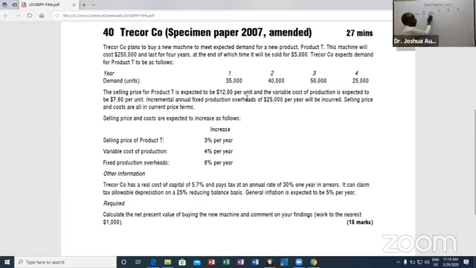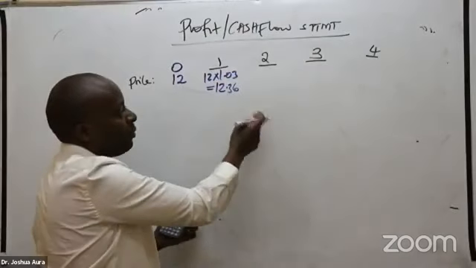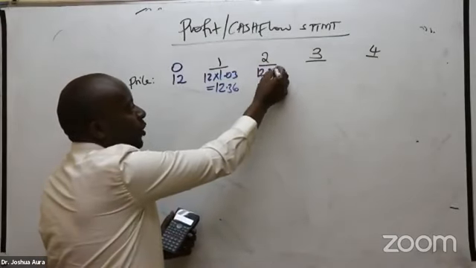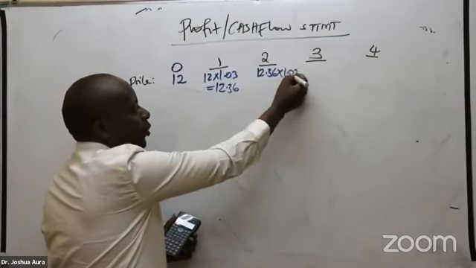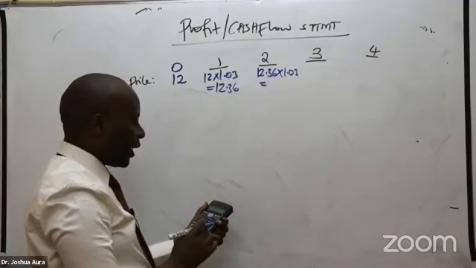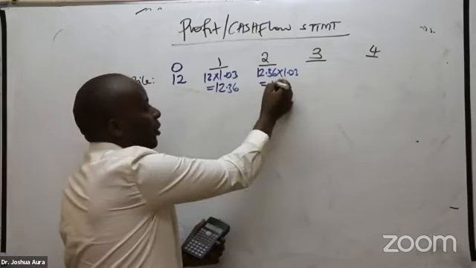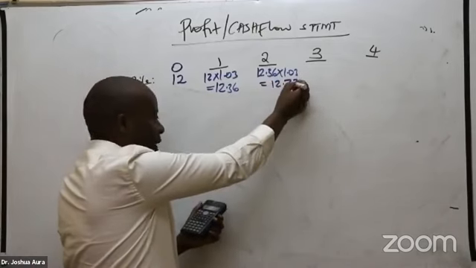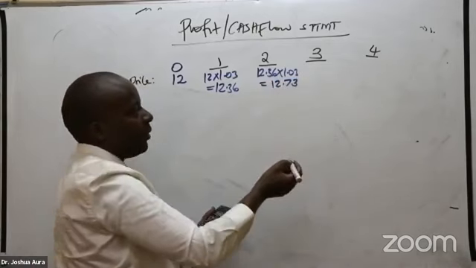If you wish, you can get this figure separately: 12 times 1.03. You get an answer there, 12.36. Every year it will be growing by 3%. So we'll talk of 12.36 times 1.03. If you try that, this will end up giving us 12.731.